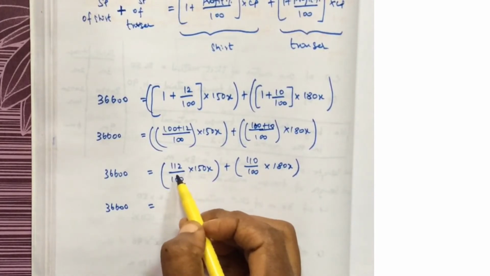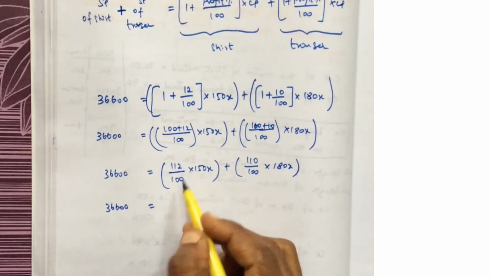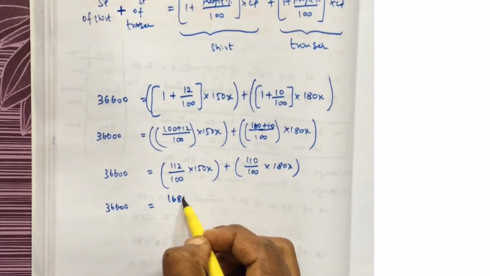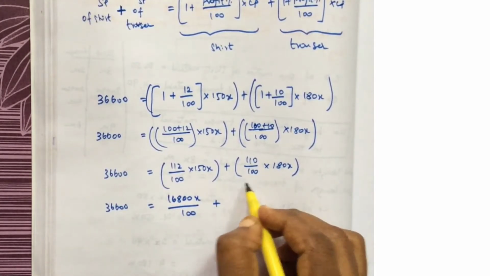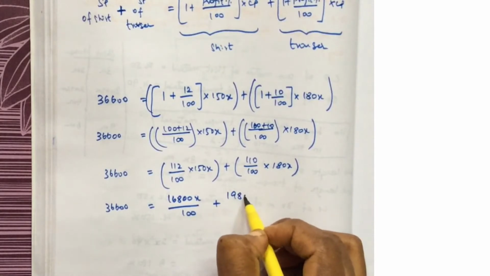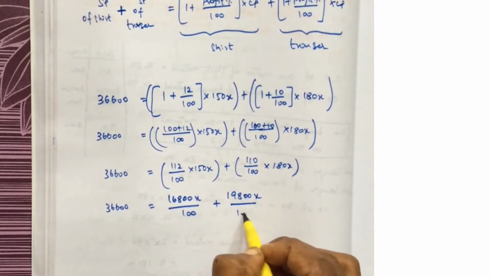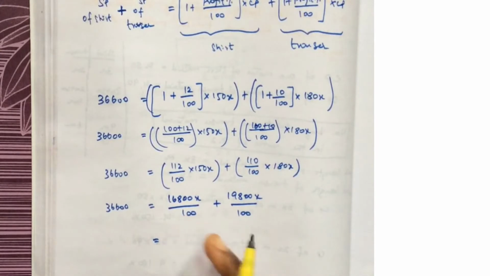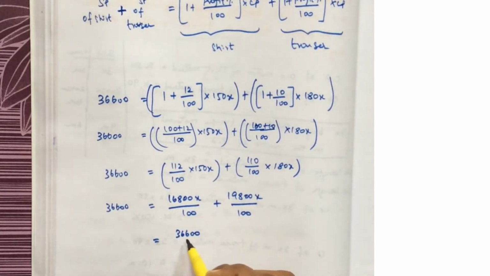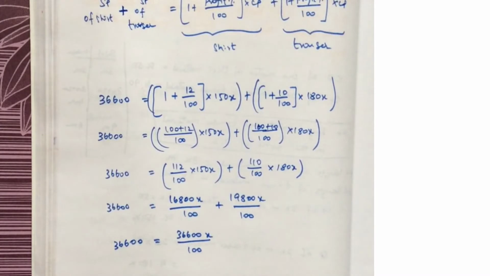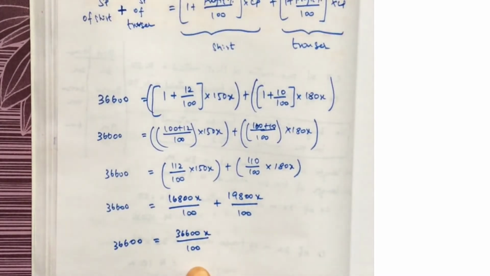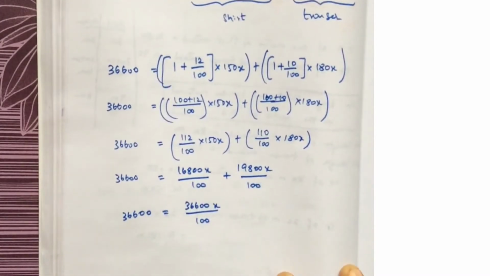I am multiplying 112 multiplied by 150, which is 16800x by 100, plus here it is 19800x by 100. If you add these, that is 36600x by 100, equals 36600. Since the x is on the right hand side, I am just moving it here.